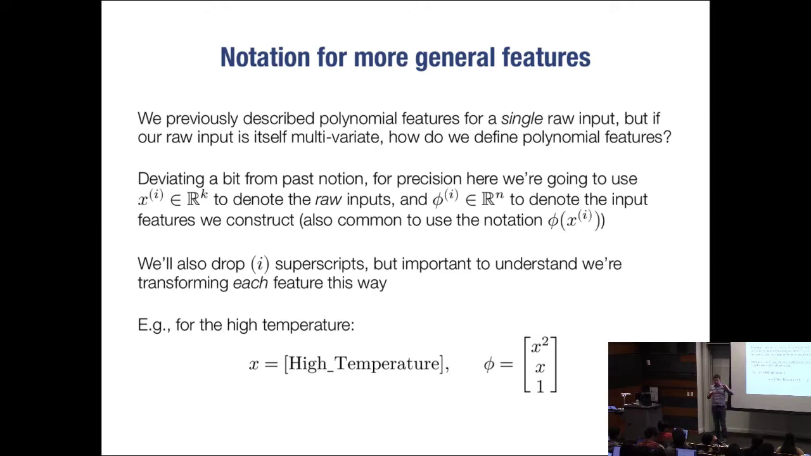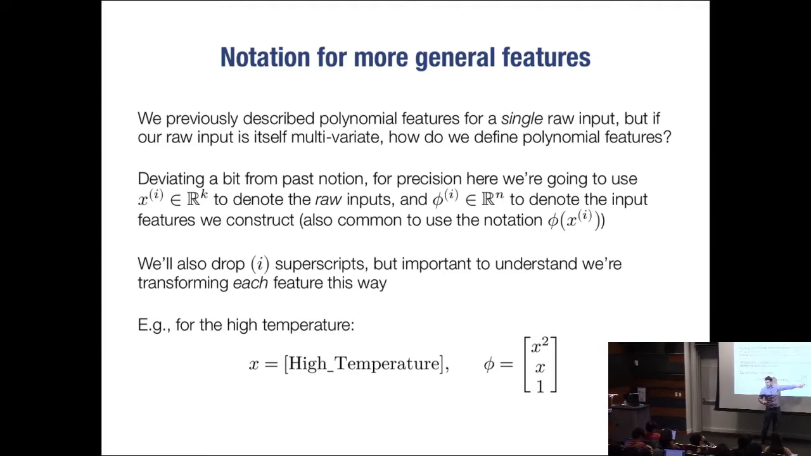Okay, so by that what I mean is that in the example before, x would have been just the high temperature, and phi would have been the vector of the temperature squared, the temperature, and the constant term. This is a pretty common notation in machine learning to use phi to denote sets of features in general, and I'm going to use that just here, but you have to be aware of this notational thing.